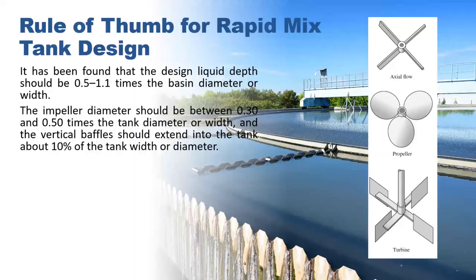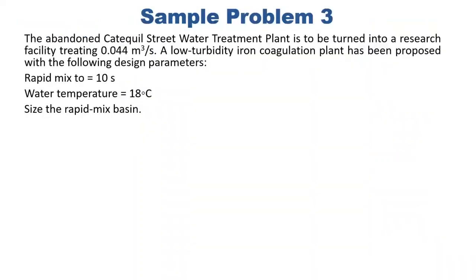These are examples of the different paddles used. We have the axial flow, the propeller, and the turbine. The turbine is the commonly used type of paddle. Now let's try to solve a problem related to rapid mixing.